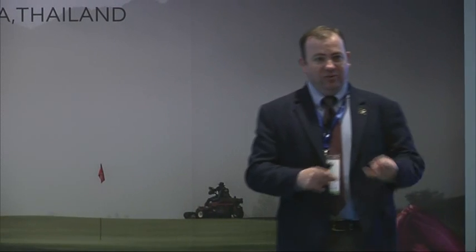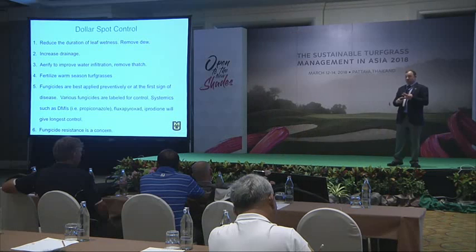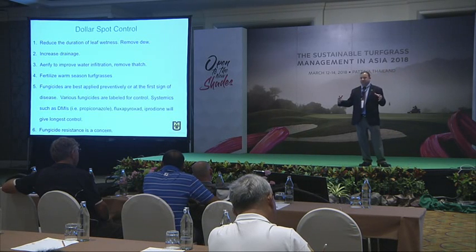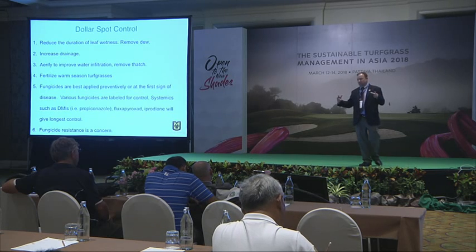Last but not least, fungicide resistance is a concern, particularly for this disease. We have three different classes of fungicides where the dollar spot population has evolved resistance. And when I'm talking about classes, I'm not talking about one fungicide. I'm talking about 5-7 fungicides that are all underneath this class. And again, I'll talk more about fungicides in a little bit.